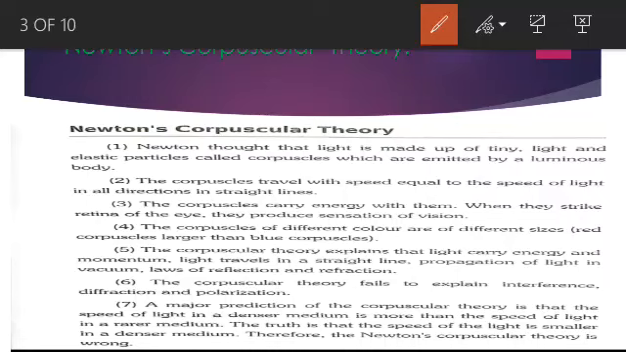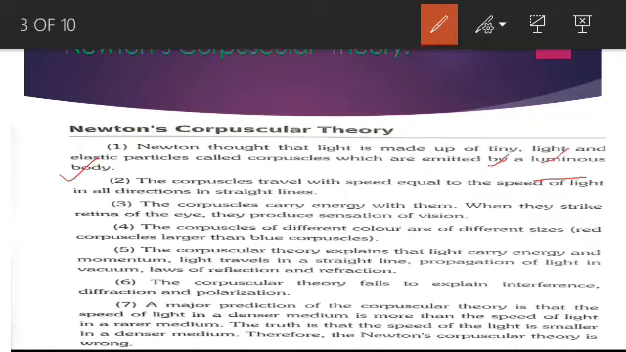Similarly, Newton gave a theory which is popularly known as Newton's corpuscular theory, and this theory suggests the following. Light is made of tiny and light elastic particles called corpuscles, which are emitted by a luminous body. So we have to know the term luminous body. What is a luminous body? The body which emits light is called a luminous body.